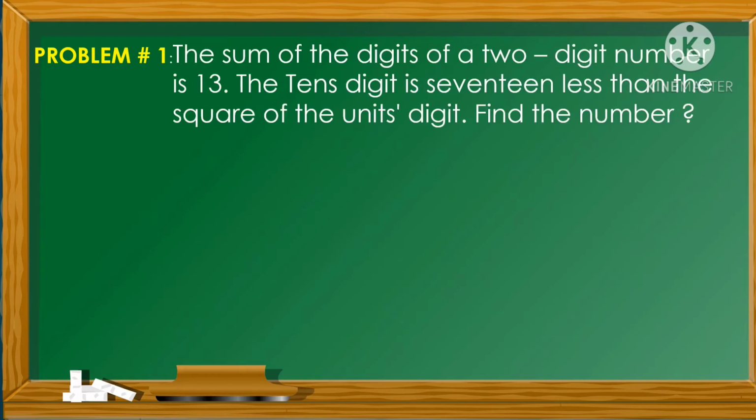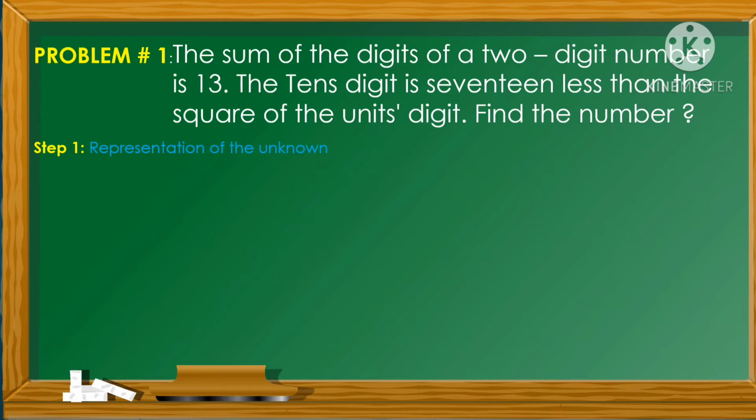Problem number 1. The sum of the digits of a two-digit number is 13. The tens digit is 17 less than the square of the units digit. Find the number. So we are looking for a certain number wherein the sum of the digits is 13. Okay? So we have to make a representation first. Saan manggagaling yan? Doon sa first sentence ng worded problem. Ano yun? The sum of the digits of a two-digit number is 13.